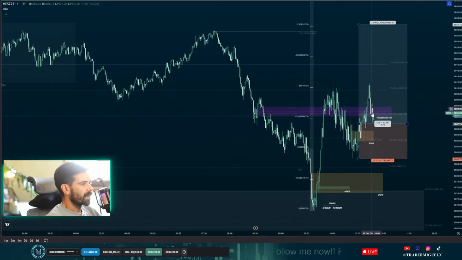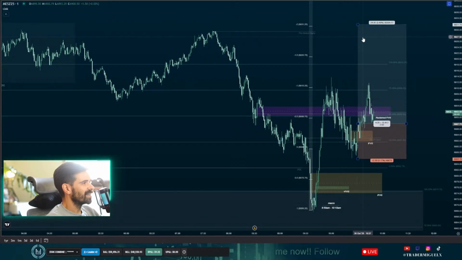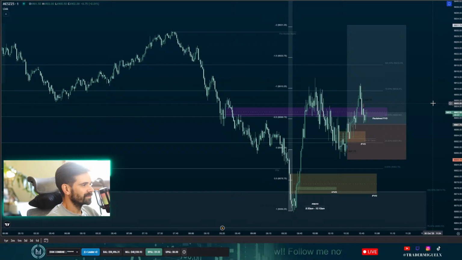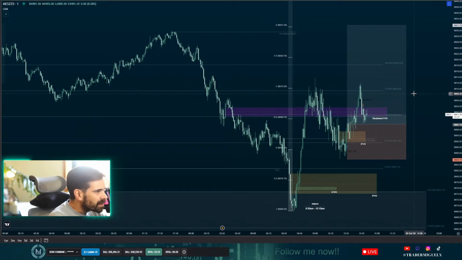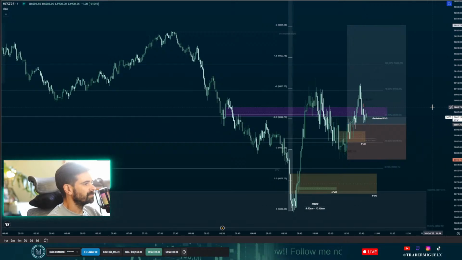So let's see if I got stopped out right at the entry, just to see my position get to my profit taking, but it is what it is. So I got stopped out at 898.50, so the bottom of this candle.